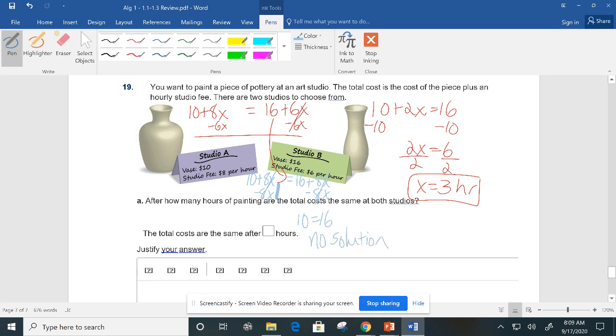So what does that mean in the context of this problem? That means in this particular problem, Studio A and Studio B, the total cost will never be the same. Why? Because they're both $8 per hour. But the vase cost for Studio A is $10 and the vase cost for Studio B is $16, and they're never going to catch up. Studio A will never catch up to Studio B. It's always going to be cheaper because they have the same per hour rate, but Studio A has that cheaper rate for the vase.